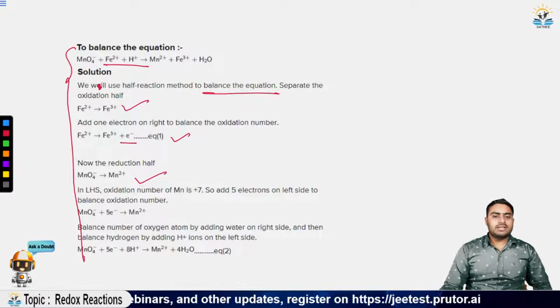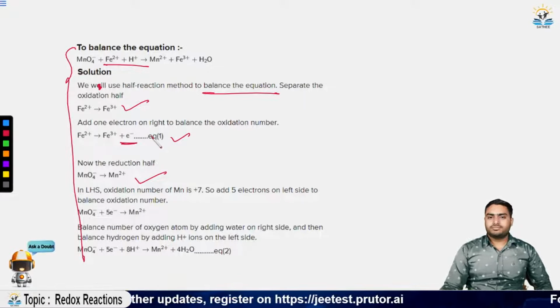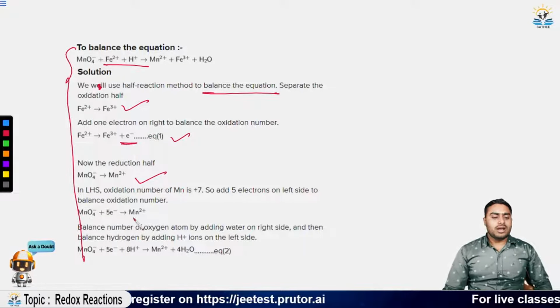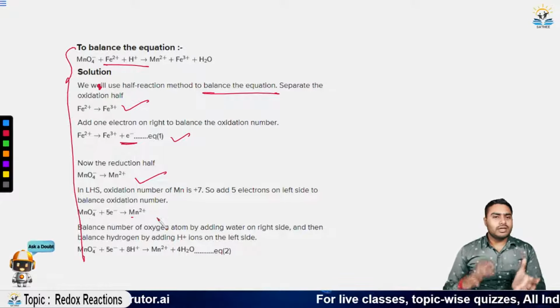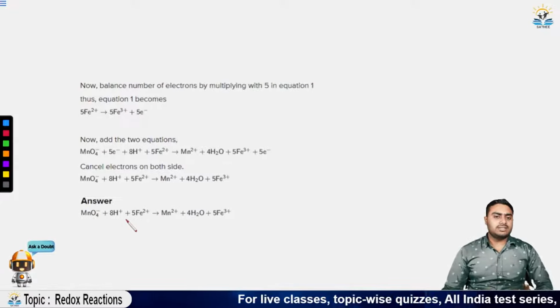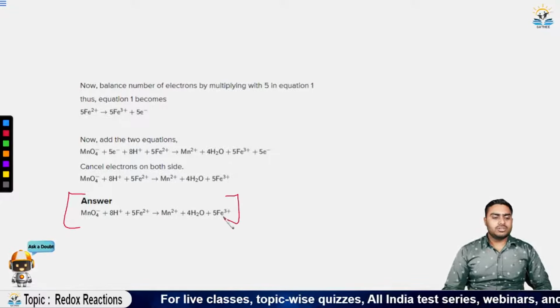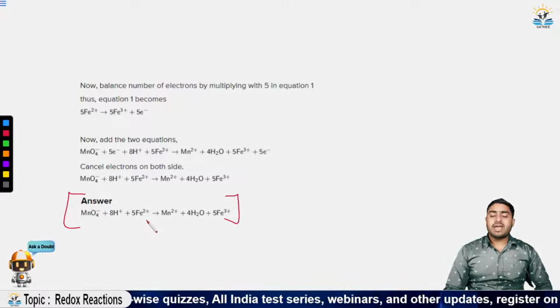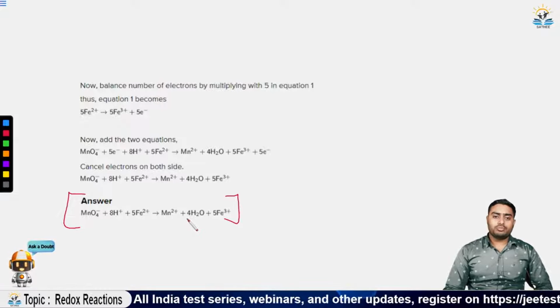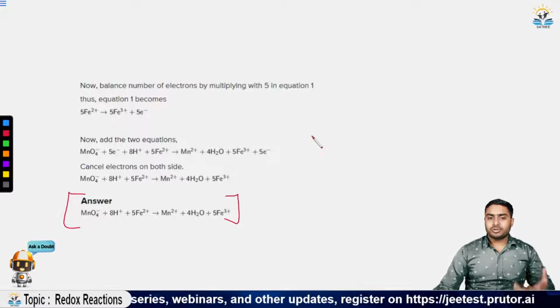Okay, you have to add a single electron here so that the charges become equal, and you have to follow all the steps that we have already discussed. Then you will get this as the final equation: MnO4 negative plus 8H positive plus 5Fe2 positive gives Mn2 positive plus 4H2O plus 5Fe3 positive.